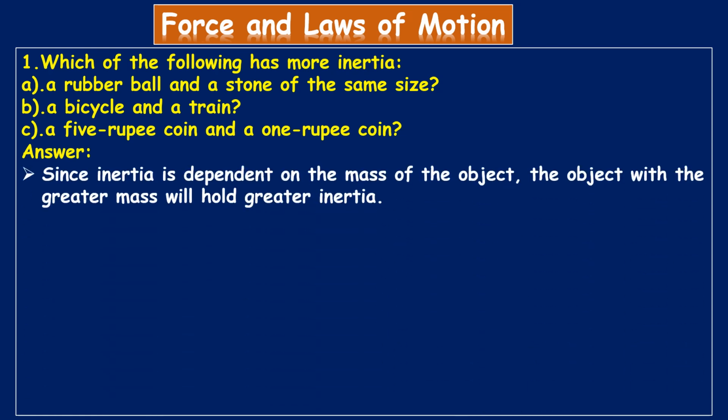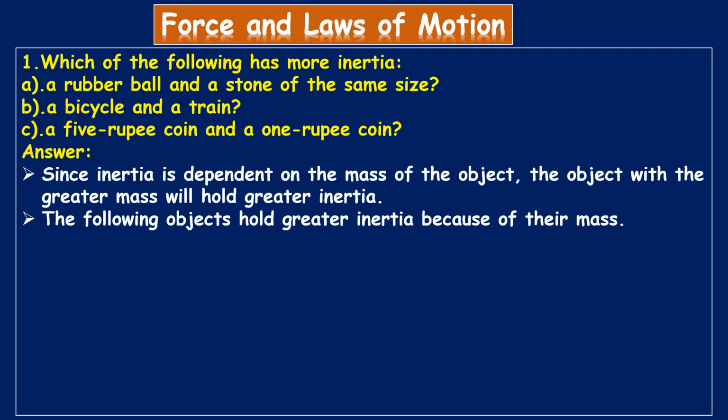Since inertia depends upon the mass of the object, the object with the greater mass will hold greater inertia. That's true. It's a statement. We learned that inertia depends upon the mass of an object. Higher the mass, greater the inertia. Lesser the mass, lower the inertia. The following objects hold greater inertia because of their mass. Now let's see which of them.